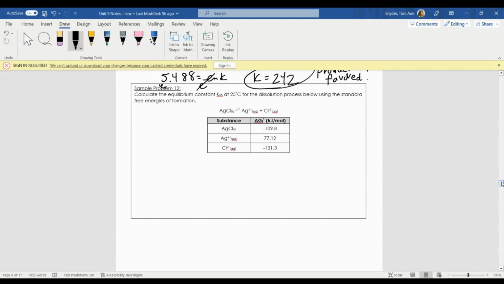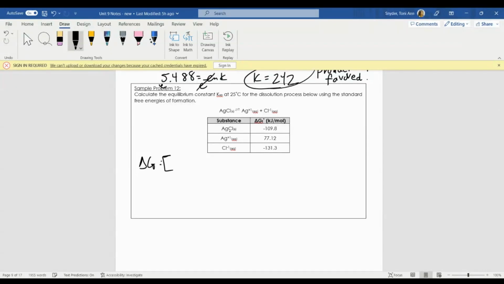So this is the same exact thing, except we're given those values for delta G. We want to calculate the solubility product constant here, which is the same exact thing as just a regular old K, but I'm going to use the dissolution process. In this example, however, I'm not given the total value for delta G. I am given each individual value. So let's calculate the delta G for this whole reaction.